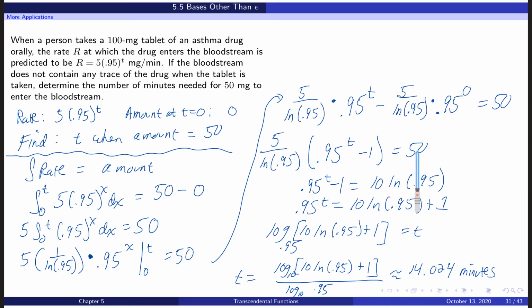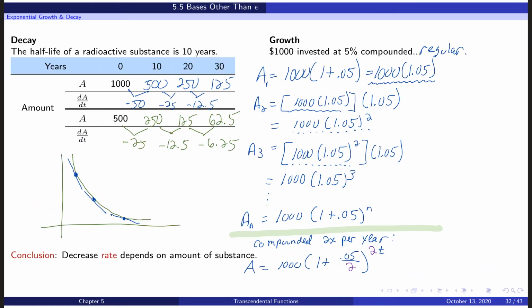Bring 5 and natural log of 0.95 to the other side. 50 over 5 reduces to 10. Add 1, and then now change forms. Log base 0.95 of this statement is t. Substituting all that into a calculator, you get 14.024 minutes.